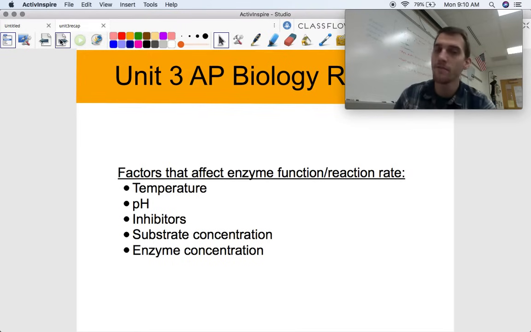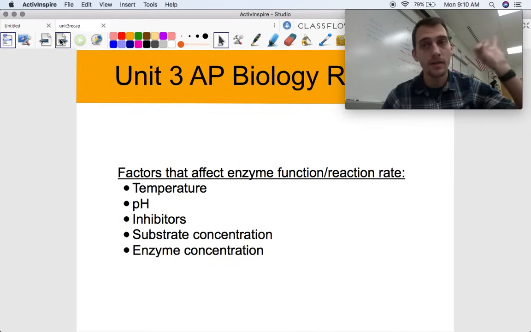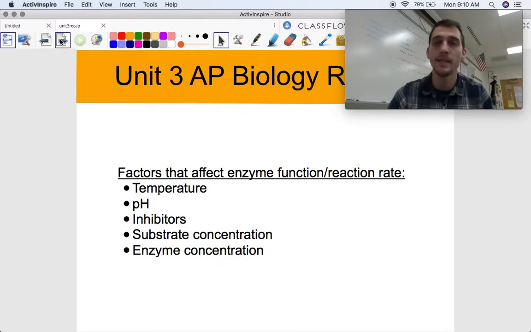Just recapping, here are the factors that affect enzyme function and reaction rate. Temperature: too high, too low, not good. pH: too high, too low, not good, depending on the enzyme. Inhibitors can stop reactions from happening. Substrate concentration, how much substrate you put into a reaction, will increase reaction rate, and enzyme concentration will increase reaction rate as well.